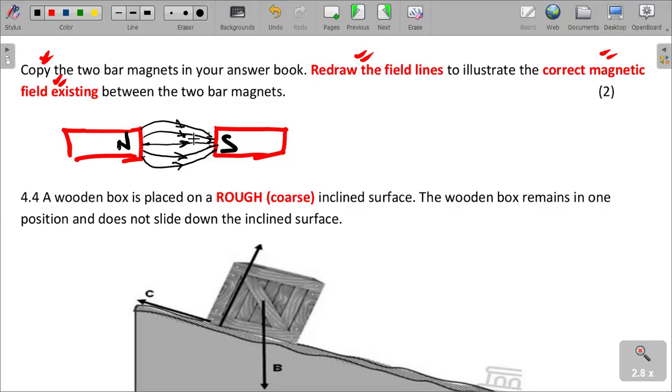So we are saying, the magnetic field. Obviously, what you need to know is that these are just straight magnets that we are seeing here. So that's how you should draw your correct magnetic field existing between unlike poles.